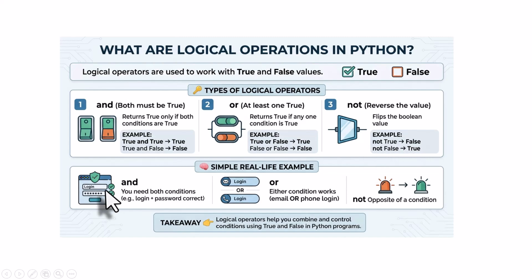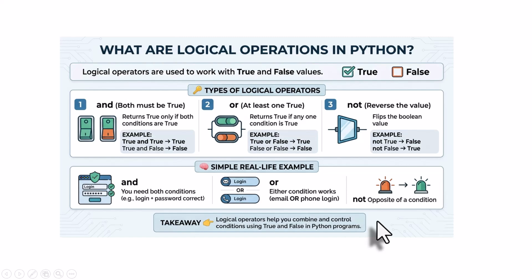Now let's see a simple real life example for the logical operators. For AND, you need both conditions. For example, login plus password should be correct in order to log in. And for the OR operator, either condition works, that is, either email or phone login. And NOT equals the opposite of a condition. So the takeaway is logical operators help you combine and control conditions using true and false in Python programs.